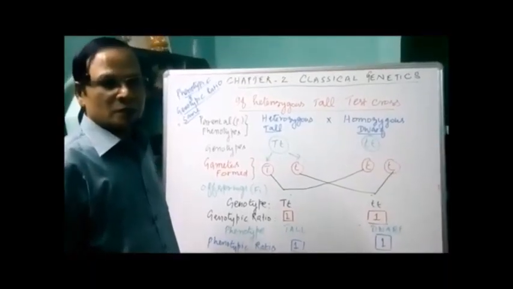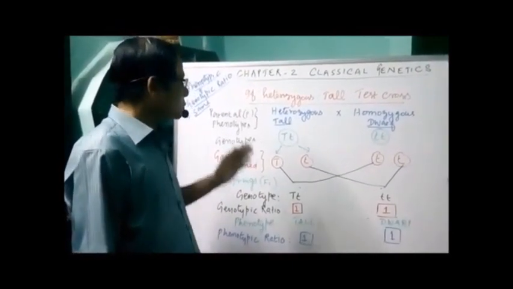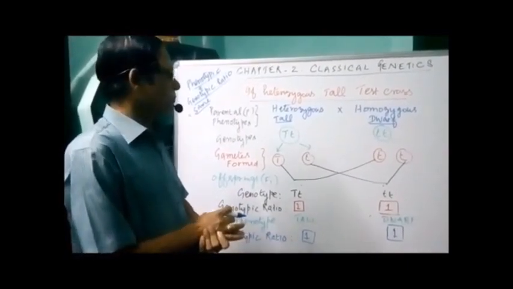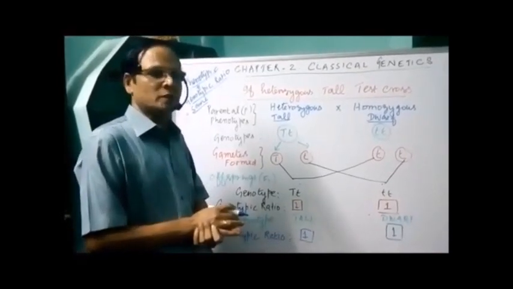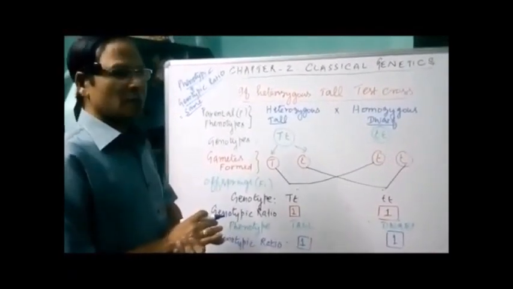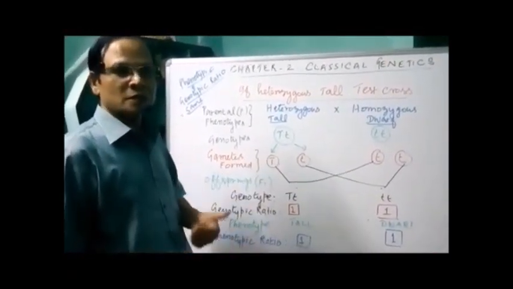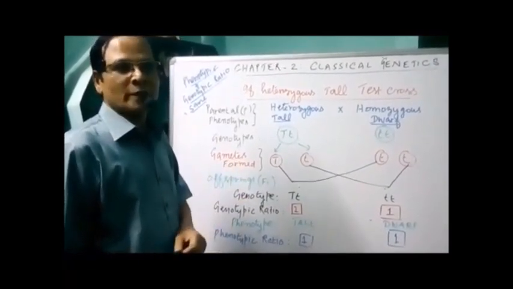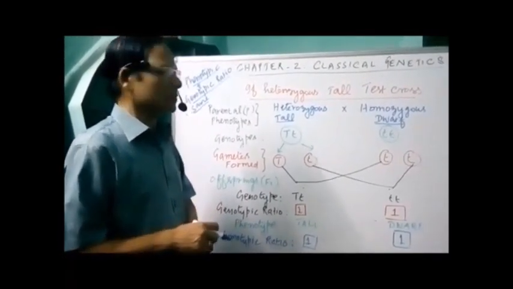What is a test cross? It is one of the back crosses where an individual with unknown genotype is crossed with a homozygous recessive parent or homozygous recessive individual. This is called a test cross. I mentioned already the recessive back cross is called test cross. The reason is that it is used to find out the nature of the dominant parent, whether it is heterozygous or homozygous for that character.